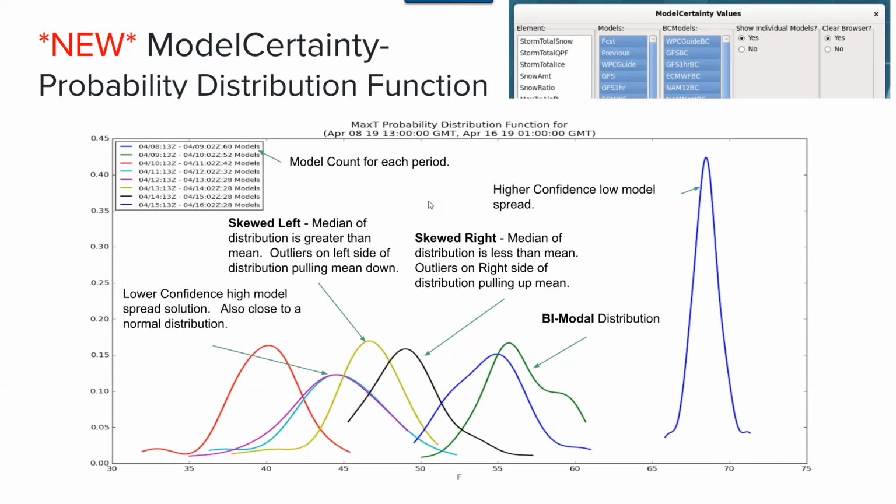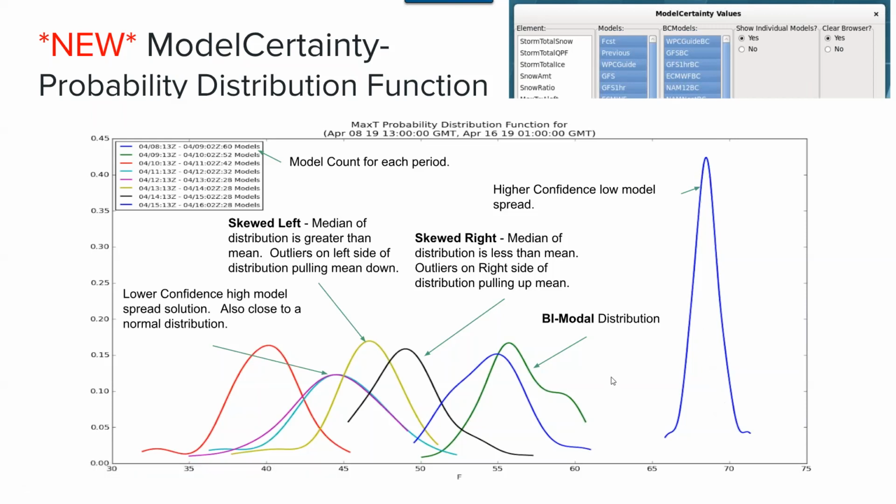I ran it for max T for 7 days. And you can really get a feeling for all of the information that you can get out of this. What jumps out at me right away is that blue line. That's a day one forecast, so it should have pretty high confidence. That PDF really peaks up there, and you have pretty high confidence that our temperature is going to be somewhere in that 68 to 70 degree range.